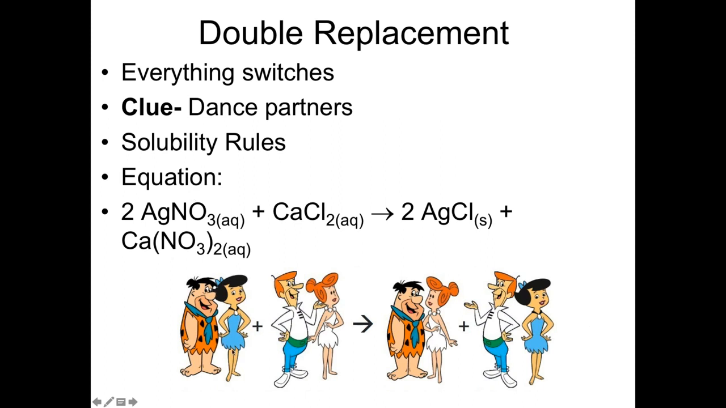And so you can see with this diagram here, we have Wilma and Betty. I don't know why George Jetson's in this, but whatever. George Jetson is with Wilma. And so you have Fred with Betty, George Jetson with Wilma. Then what's going to happen is you're going to switch partners. So Fred's with Wilma, and now George Jetson is with Betty. So everything switches partners, and you'll need to know the solubility rules for that.